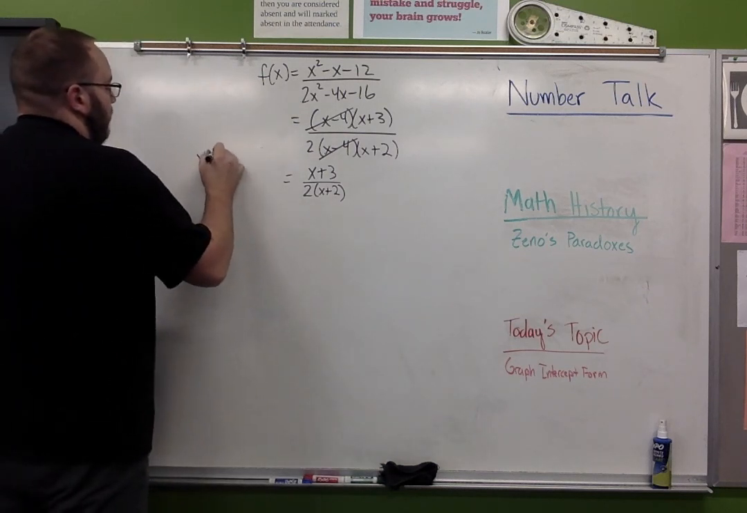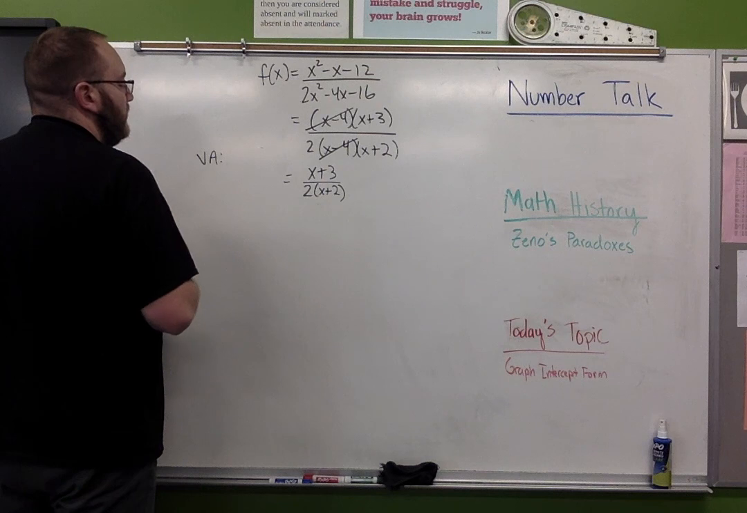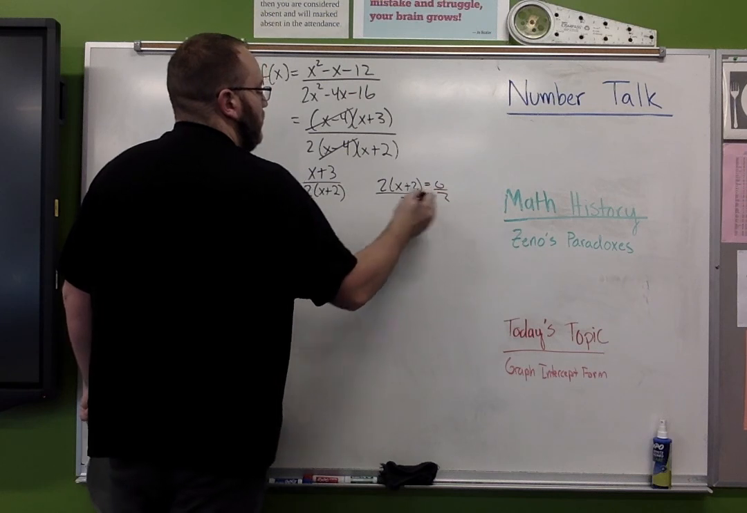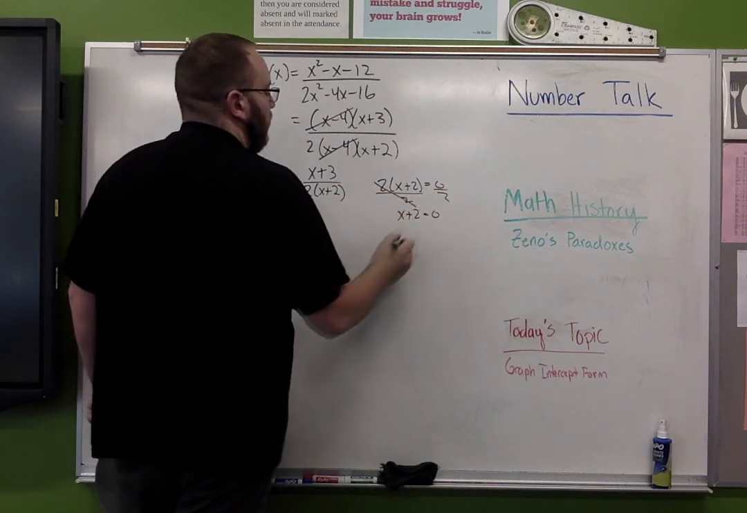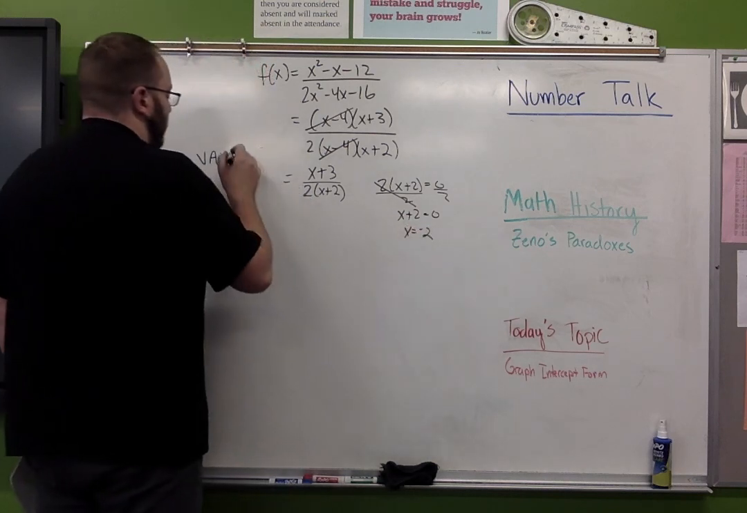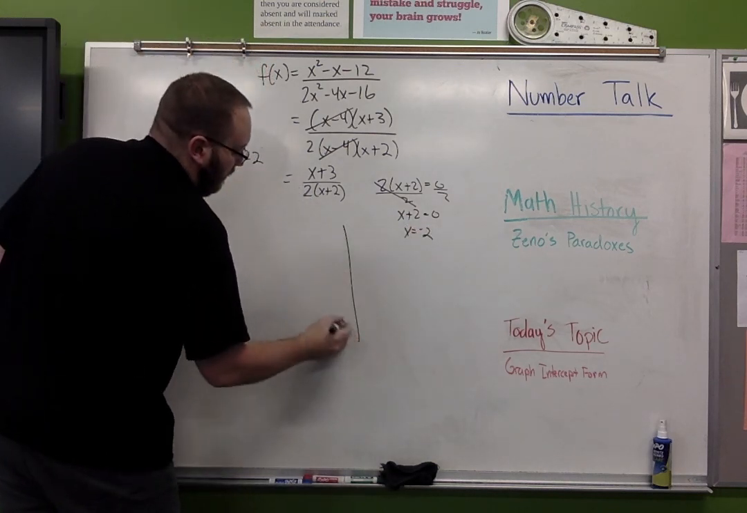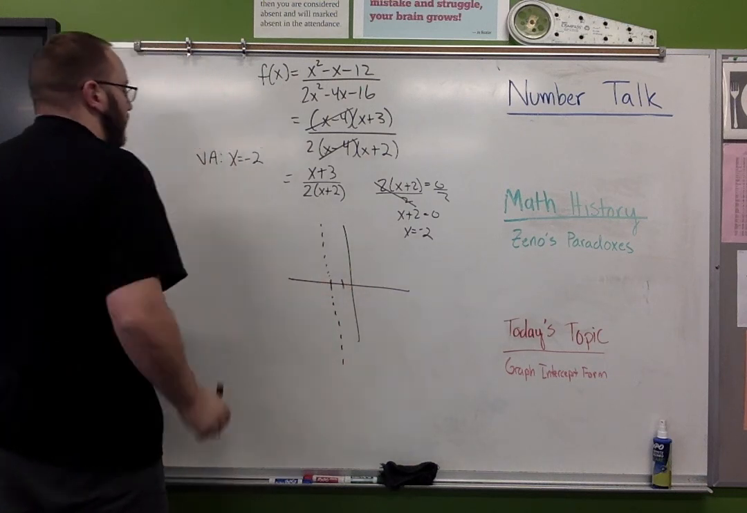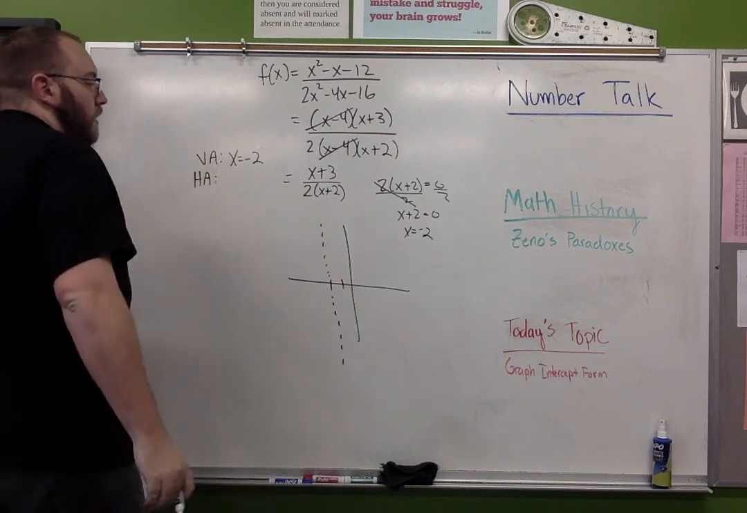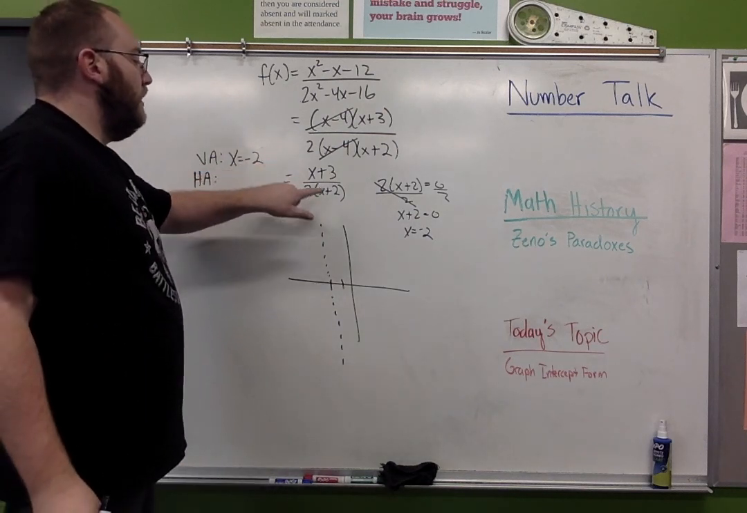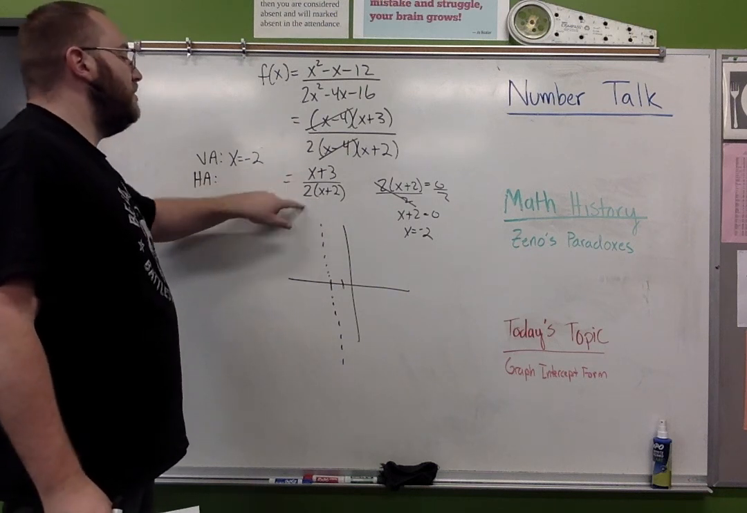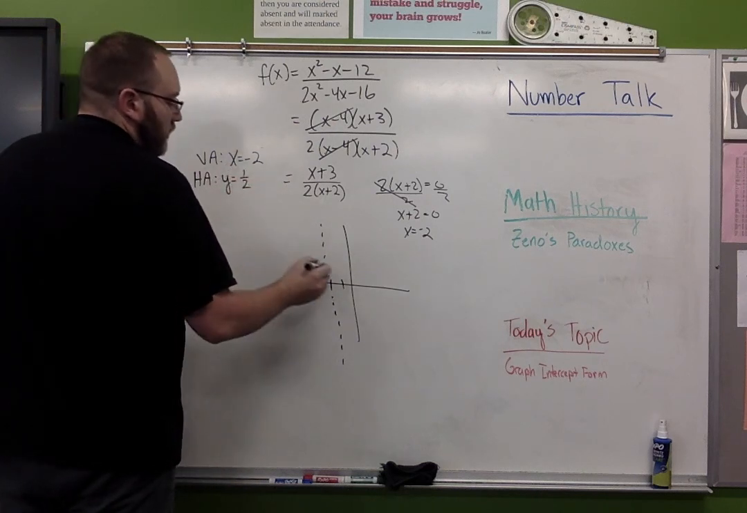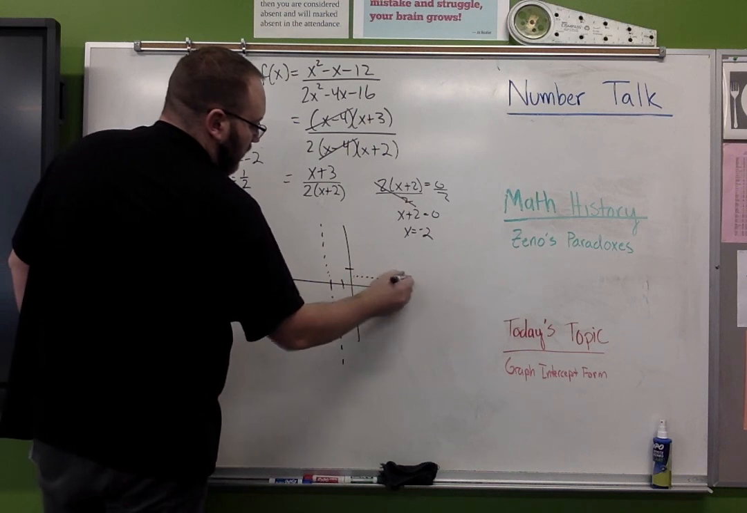So my vertical asymptote: set the denominator equal to 0. 2 times x plus 2 equals 0. Divide everything by 2. X plus 2 equals 0. X equals -2. Horizontal asymptote: the degree in the numerator is 1 and the degree in the denominator is 1. So it's leading coefficient divided by leading coefficient, which is 1 over 2. So y equals 1/2. Let's say this is 1, so 1/2 is about right there.